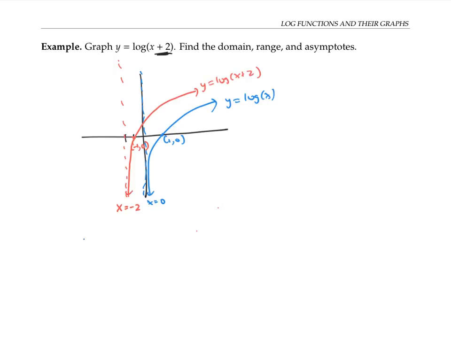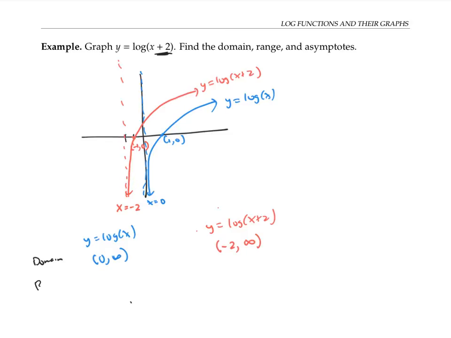Let's compare the features of the two graphs drawn here. We're talking about domains. The original had a domain of from 0 to infinity, but now I've shifted that left. So I've subtracted 2 from all my x values, and here's my new domain, which I can also verify just by looking at the picture.